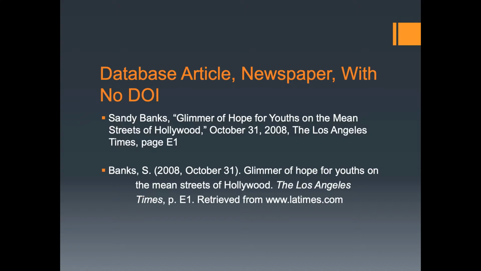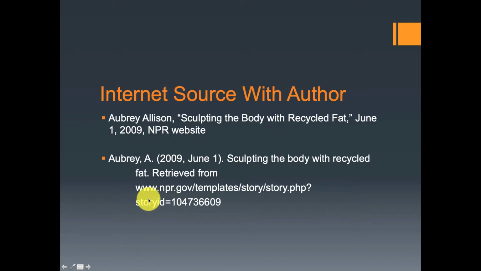Here's an example of a newspaper. Everything is basically the same that we talked about, except in this case, it's notable that you can see it's page P period E1.